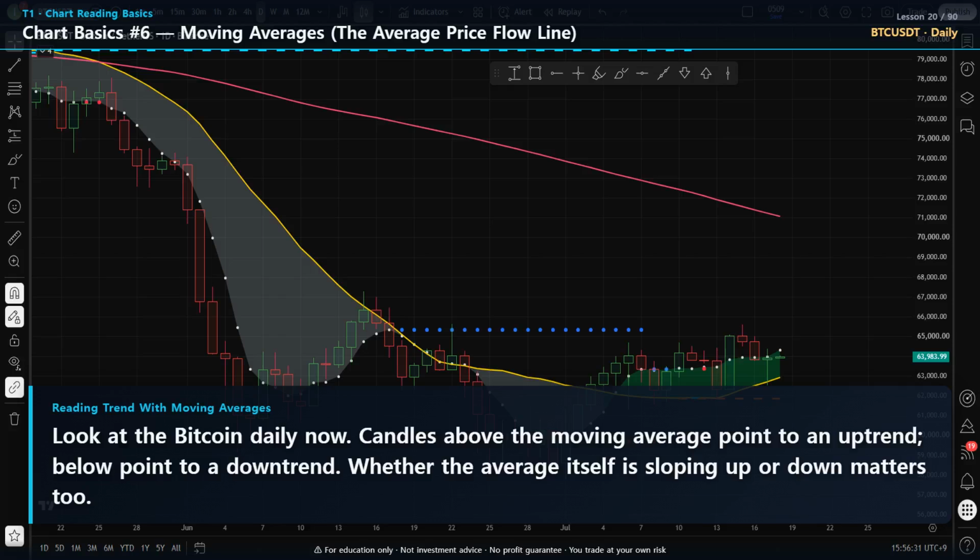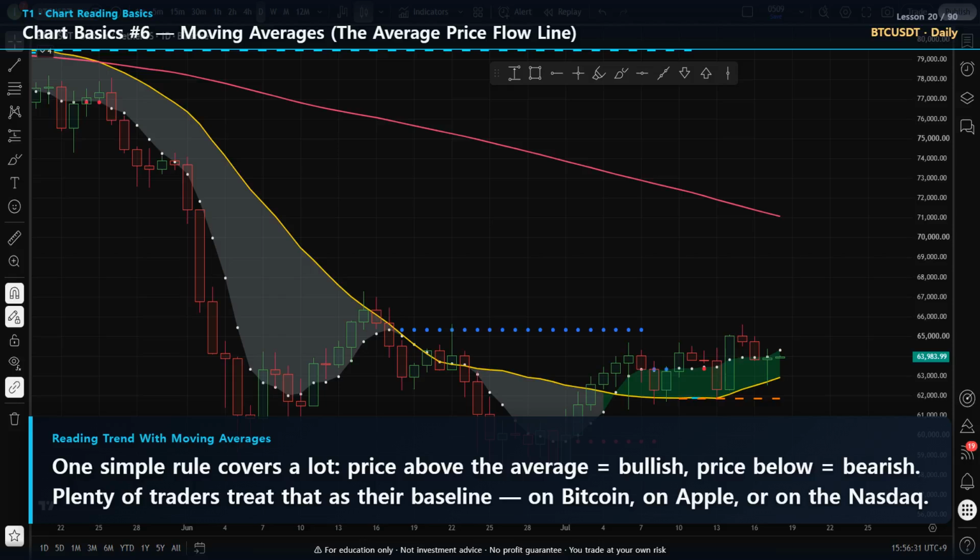Look at the Bitcoin daily now. Candles above the moving average point to an uptrend, below point to a downtrend. Whether the average itself is sloping up or down matters too. One simple rule covers a lot. Price above the average equals bullish. Price below equals bearish. Plenty of traders treat that as their baseline on Bitcoin, on Apple, or on the Nasdaq.